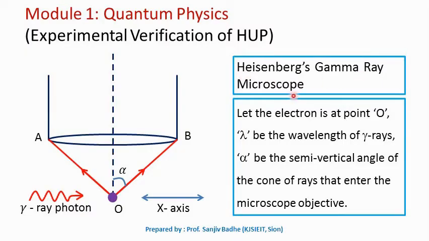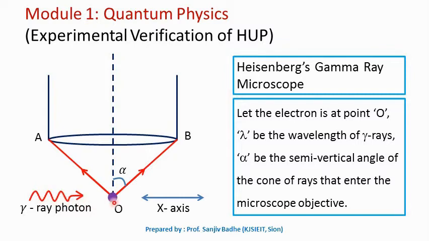Heisenberg gamma ray microscope experiment is one of the thought experiments which is used to experimentally verify the Heisenberg uncertainty principle. So this is that Heisenberg gamma ray microscope, which can be used to find the position and momentum of the electron. Let us say that the electron is present at point O, and in order to see that electron we will make a gamma ray photon incident on it.